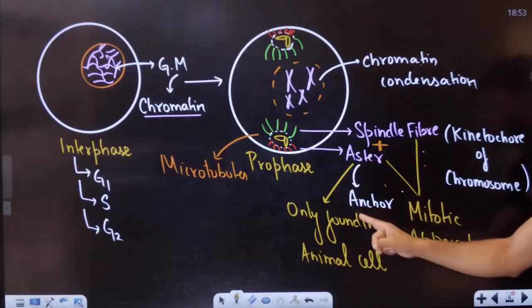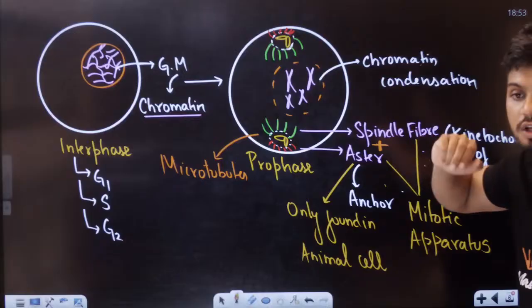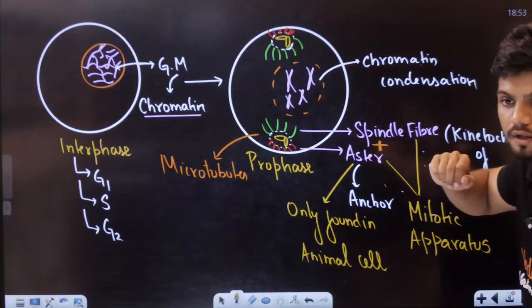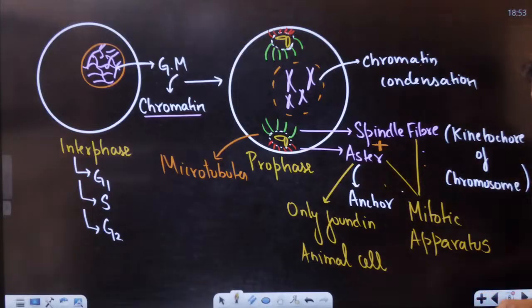Aster is found only in the animal cell. Spindle fiber is found in both plant cell and animal cell, students. Together they are called the mitotic apparatus.